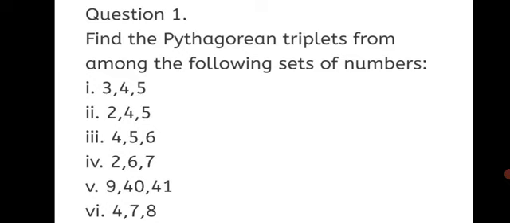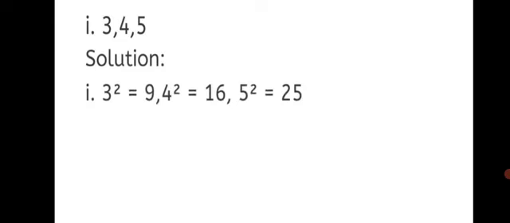So here we have sets of numbers. 6 questions are given to you. One by one we will solve and check whether they form a Pythagorean triplet or not. So first sum, the numbers given are 3, 4 and 5. Our first step is to write down their squares. So we write down the solution. 3 square is equal to 9. 4 square is equal to 16 and 5 square is equal to 25.